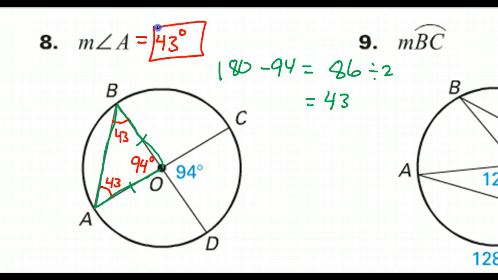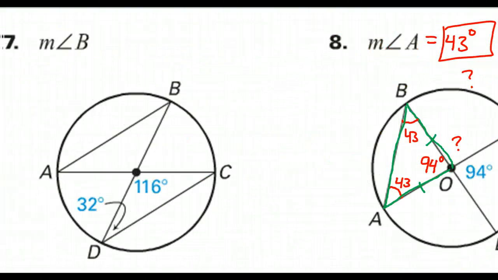Okay, I think that is the quickest way. I could have looked at the diameter here, subtracted 94 from 180. I could have found this right here, which would have been the same as this, and then I could have divided that by 2. That would have been the other way of doing it. But I like this way best.